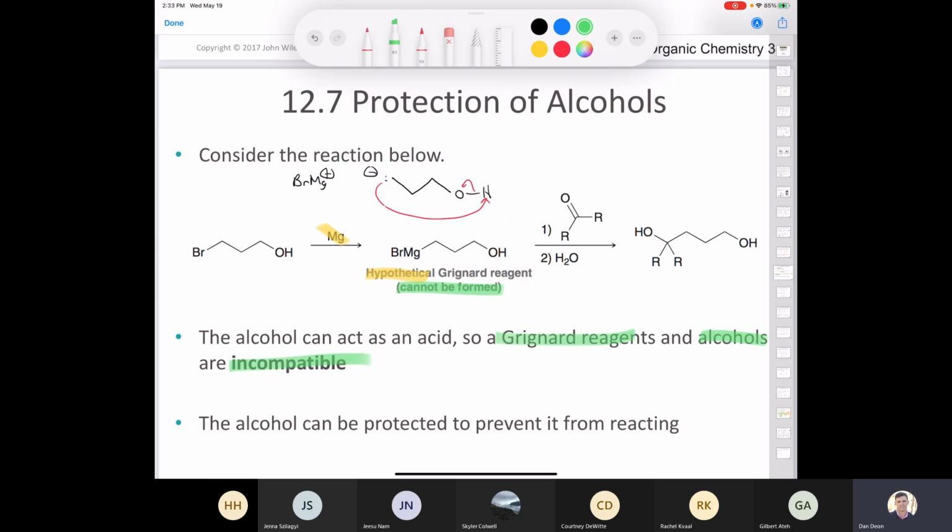They just don't mix. Okay, so what we're going to do is we're going to discuss what's called protection. Okay, protection of an alcohol. And when we protect the alcohol, what we're essentially doing is we're masking its functionality, or we're masking its ability to donate a proton. And that way we can make a Grignard reagent and we can protect that alcohol or that hydroxyl group, and then we can reveal it later on. Let me show you what I mean.